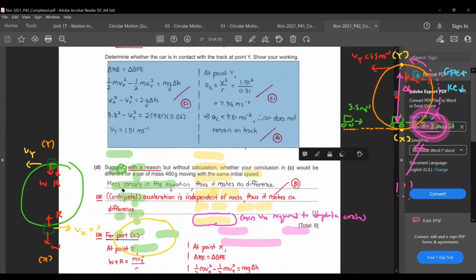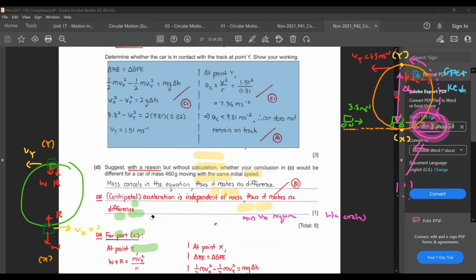Okay, then the next one would be this one. Let me just fill out certain things. Right now for part D, they ask you to suggest, with a reason and without calculation, whether your conclusion in C would be different for a car of mass 460 grams moving with the same initial speed. Before this, your car had a mass of 230 grams. If you read the earlier part of the question, they told you that your car has a mass of 230 grams.